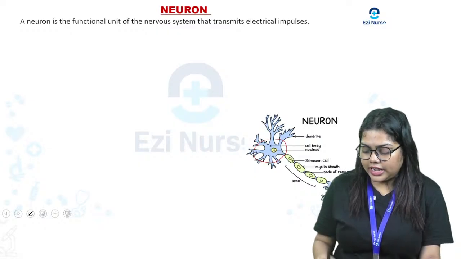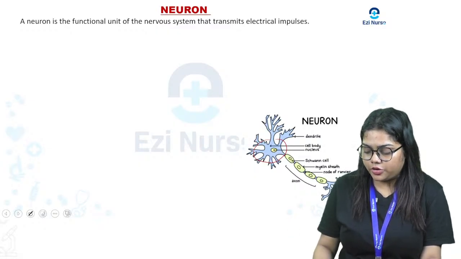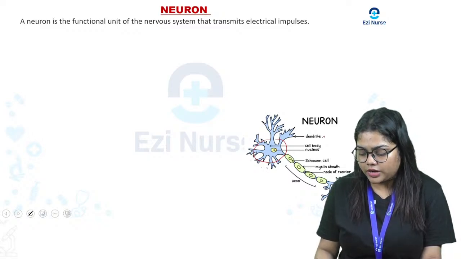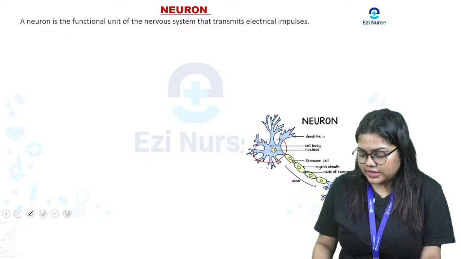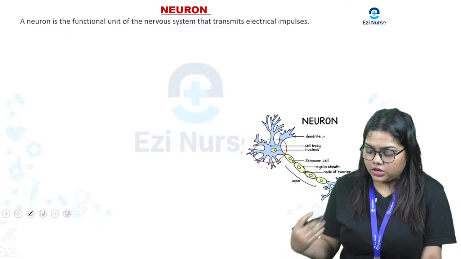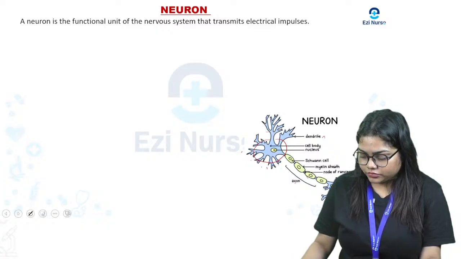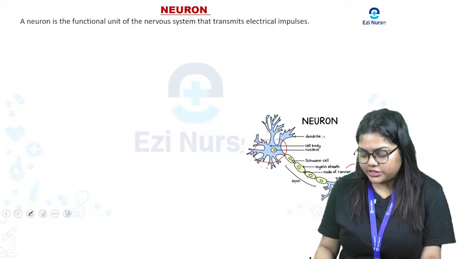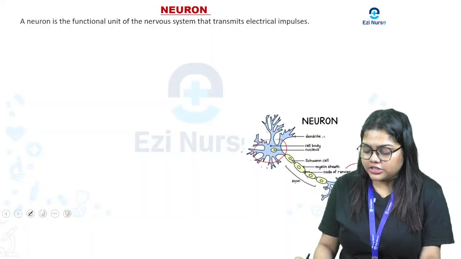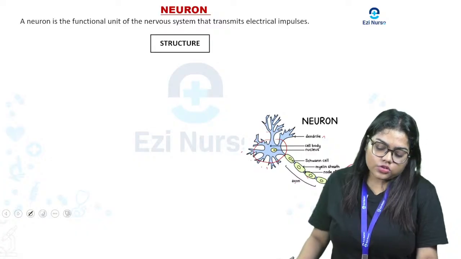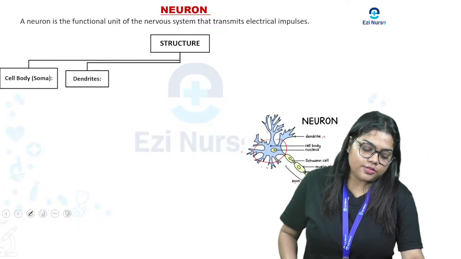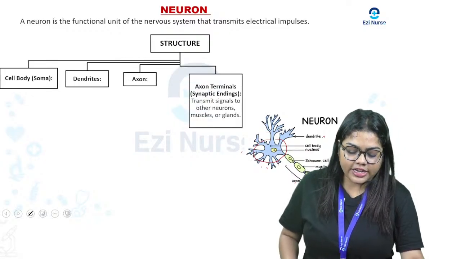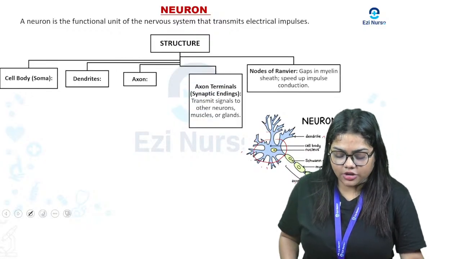Now they have different parts like cell body, nucleus. Okay, these small branches are called dendrites. Okay, this is axon. Axon is made of the Schwann cell, myelin sheath, node of Ranvier, and axonal terminal. Okay, so let's discuss the structure. First is cell body, then dendrite, axon, axon terminals, and nodes of Ranvier.